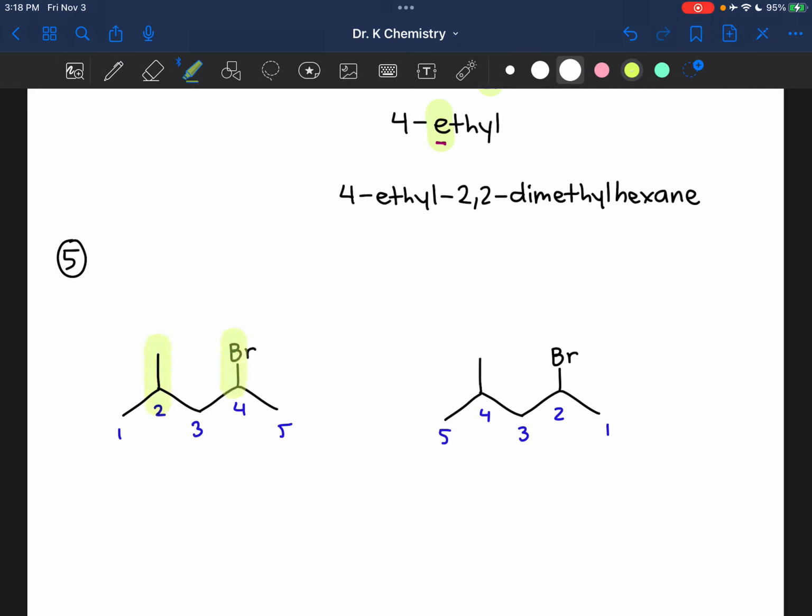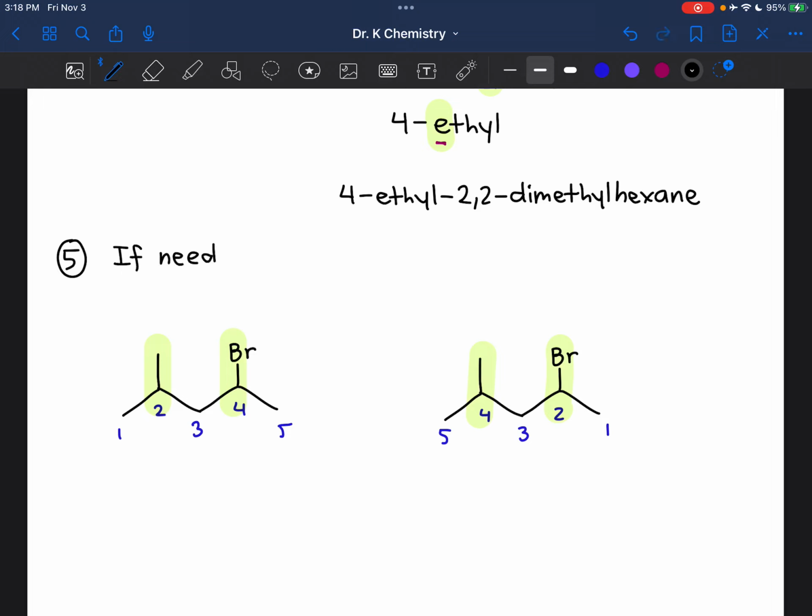Notice that in either case, my substituents appear on carbons 2 and 4. Now, if these substituents were the same, then I would say, okay, cool, doesn't matter. I could choose either direction, no problem. But these are not the same substituent. I have a methyl group right here, and then I have a bromo. So I have to decide which substituent am I going to prioritize in this scenario.